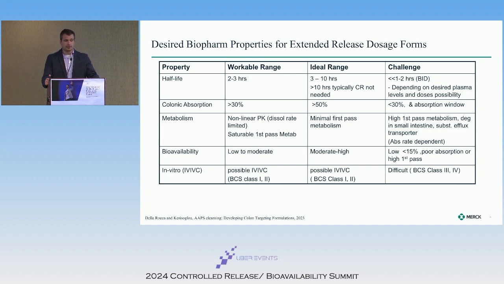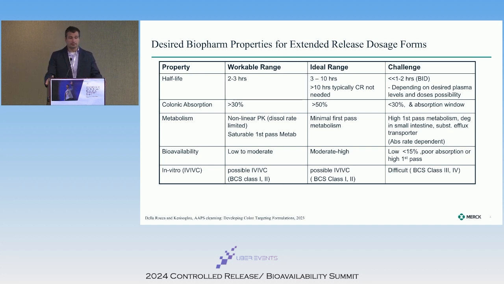The next part is your colonic absorption. Workable range is 30% or above. Ideally, you'd like it to be 50%, if not higher. If you're less than that, you're probably going to be in a challenging spot for an extended release because you're just going to have a complete drop-off of absorption at that range. So you're either going to have to dose really high, and there's been a number of examples in the literature of compounds where they've tried multiple iterations, but they've never actually gotten an extended release to work.